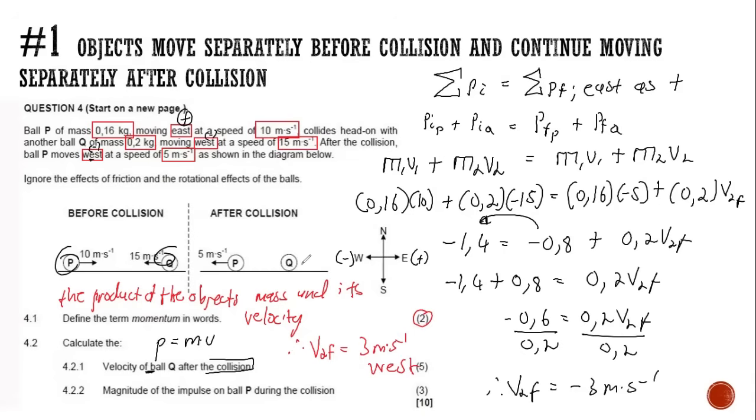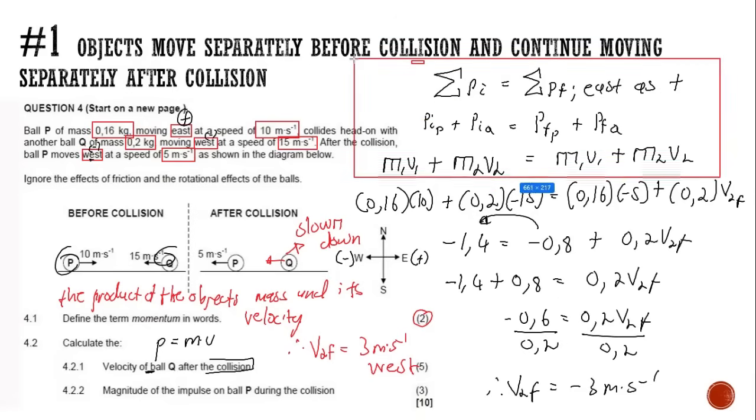And then now we can tell from that what happened to ball Q is that it was slowed down, right? It was moving at a velocity of 15 meters per second, and then now it is slowed down and still moving in the western direction, but then it has a lower velocity. So okay, that's basically what we get from all this. So as we can see, this is how we tackle the situation whereby we have objects moving separately before collision, and they still move separately after collision. So this is our case 1.